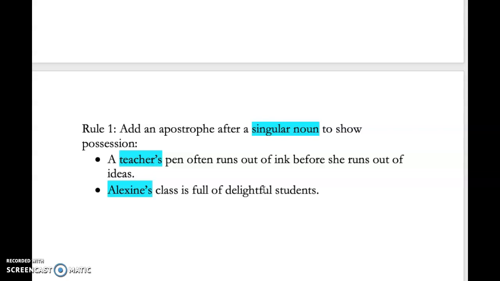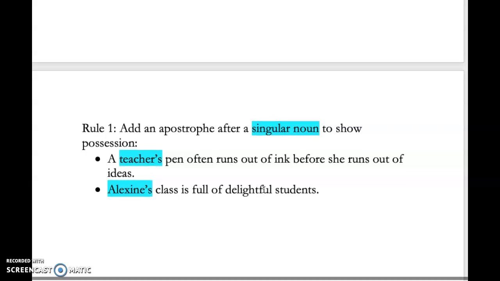Or Alexine, only one, I'm the noun. Alexine's class is full of delightful students. I haven't even met you, and I know that that's true. How do I know it's true? Because all my students have always been delightful. I'm just a very lucky teacher that way.